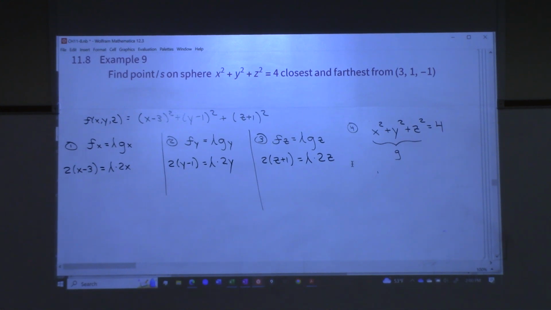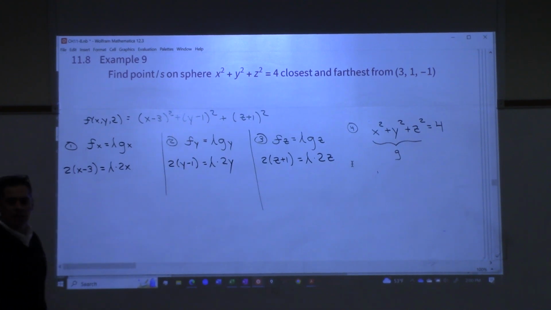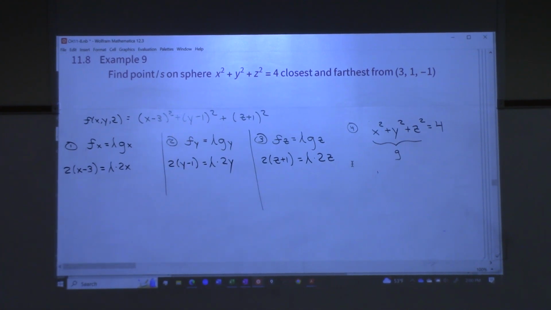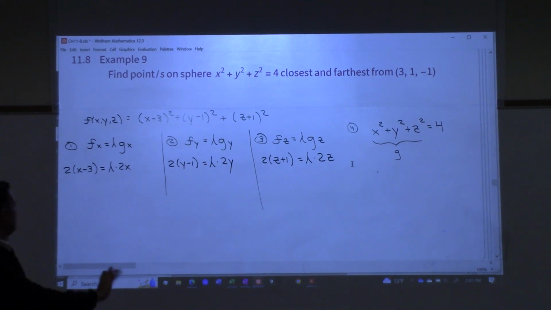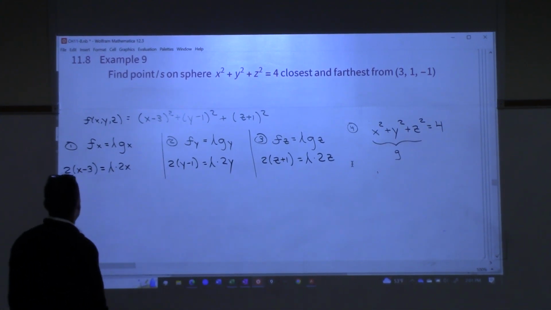Do we have a condition that x can't be 0, y can't be 0? We don't have that this time, do we? Or do we? Can x be 0? X could be 0, couldn't it? There is a way that x could be 0 and we could still land on this sphere. Y could be 0, we could still land on the sphere. Z could be 0, right? Now, can they all be 0? They can't all be 0. Okay, that's fine. I'm not going to set any suppose yet, because right now I don't have anything. I just want to go with this.